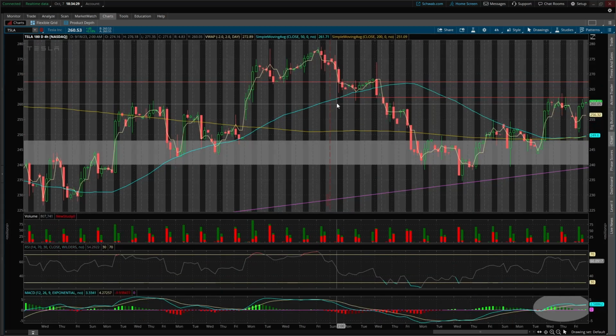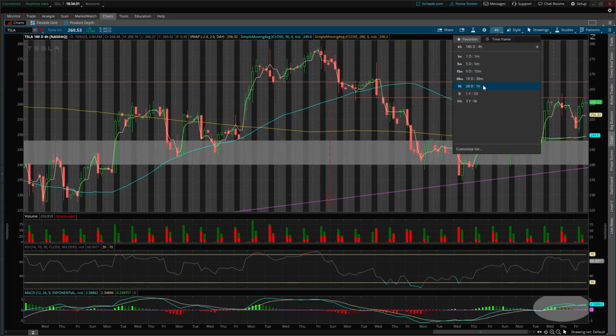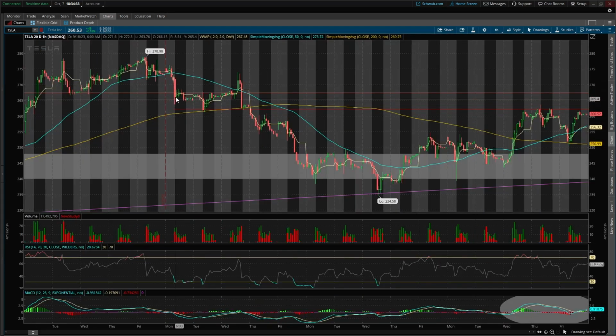As you guys can see, the 262 has acted as support for this one, and then eventually become resistance, and possibly resistance right here. So triple top is negative. It's kind of negative for a stock. Basically that's one red flag that I have for this, which is the triple top and the RSI as well.